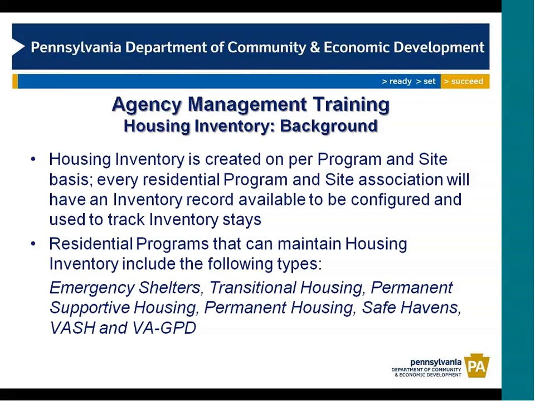It includes the following types: any program with the type of emergency shelter, transitional housing, permanent supportive housing, permanent housing, or safe haven, as well as a couple of VA-funded programs. Those also support inventory of VASH, as well as the VA GPD, which is Grant Per Diem, a kind of transitional housing program.